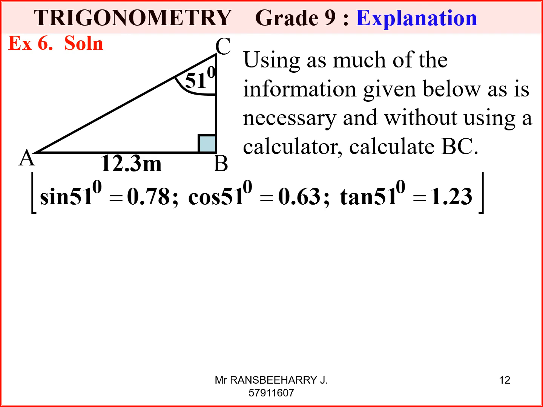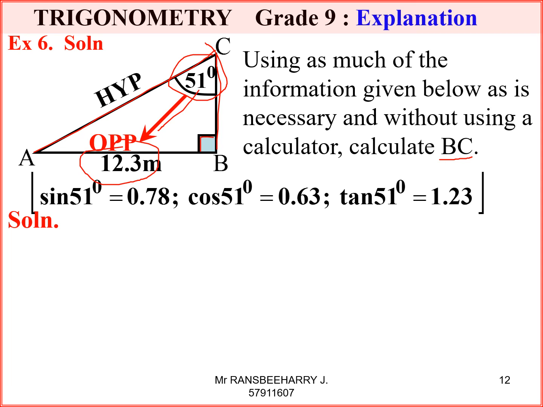Now example 6. Again, we have a right angle triangle. An angle is given and a side is given. It is required to find the side BC. Here the angle given is 51, and just opposite to it we have the opposite, so AB is the opposite. AC is the longest side, and the longest side is the hypotenuse. The remaining side is the adjacent.